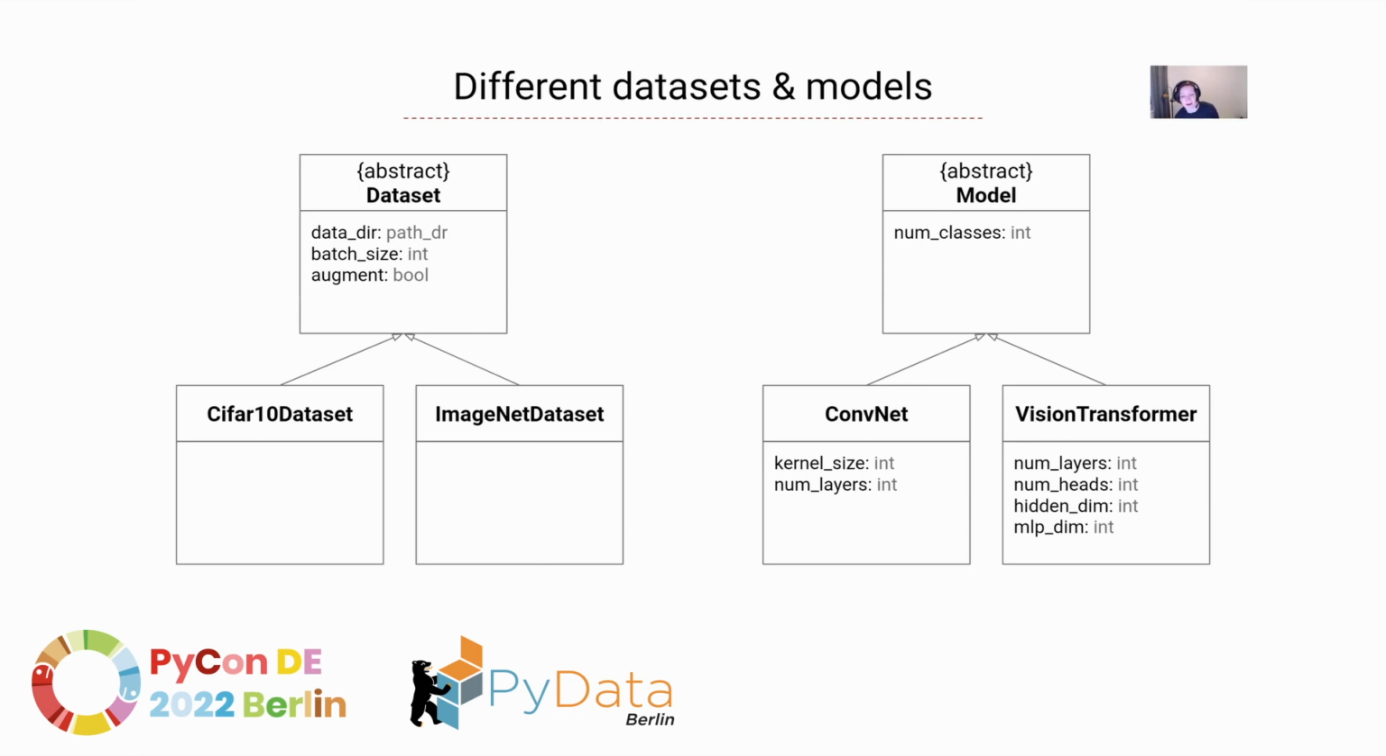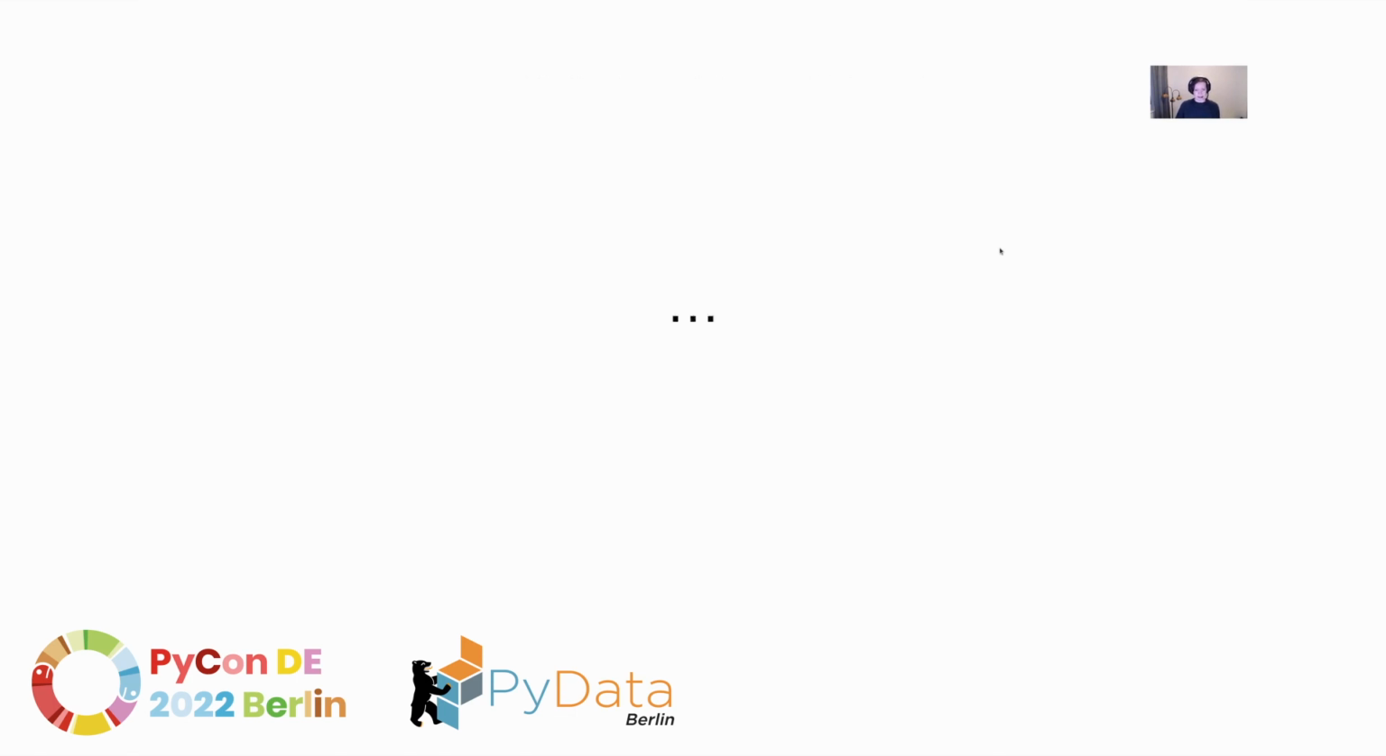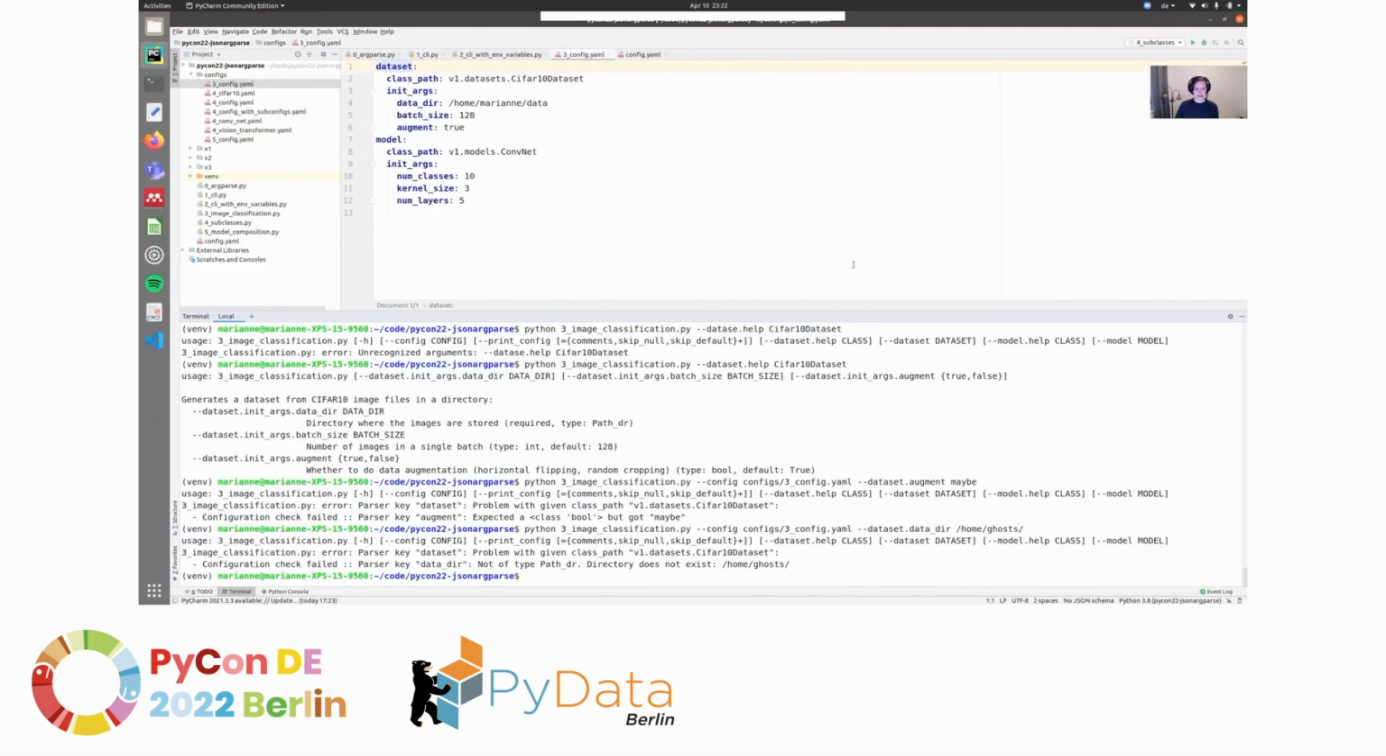So this is the point when it is difficult to continue working with homegrown config files, because for the models, for example, a ConvNet and a vision transformer are just completely different. Architecture-wise, they need completely different arguments. So the only thing they do have in common maybe is the number of classes. So I just wrote it here as a property of the parent class. Let's look at how JsonArgParse can handle this.